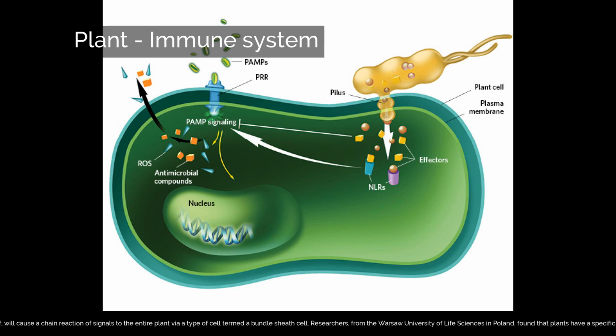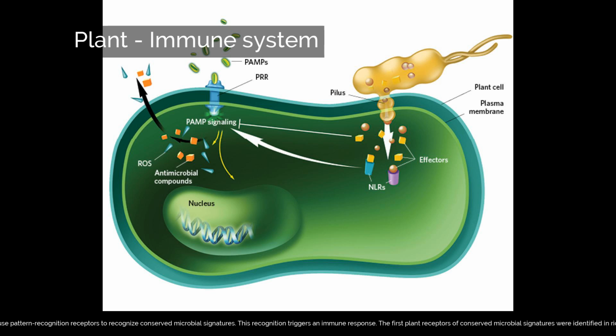Researchers from the Warsaw University of Life Sciences in Poland found that plants have a specific memory for varying light conditions, which prepares their immune systems against seasonal pathogens. Plants use pattern recognition receptors to recognize conserved microbial signatures. This recognition triggers an immune response.